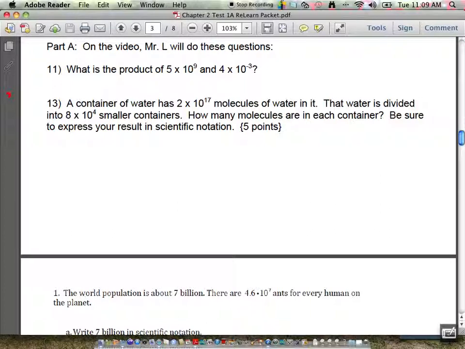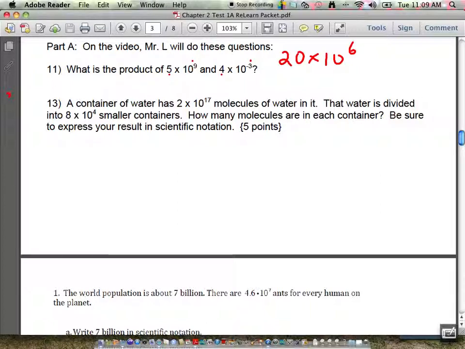Number 11, what is the product of 5 times 10 to the 9th and 4 times 10 to the negative 3rd? Well, we're going to multiply coefficients, and we're going to add exponents. So if I multiply my coefficients, which are 5 and 4, 5 times 4 is 20, times 10 to the, add exponents, 9 and negative 3 is 6. And at this point in time, we say to ourselves, okay, there's a problem. Guys, what's the problem with this question? Or this answer, I should say. No problem with the question, but there is a problem with the answer.